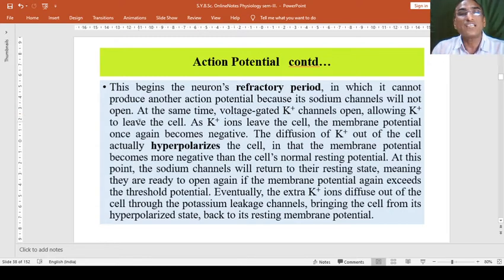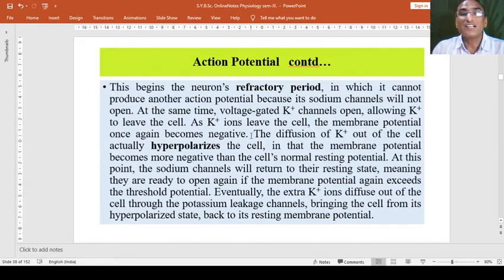Sodium channel closes and the voltage gated channel for potassium ion opens, because equilibrium maintenance is the need of the time, and this allows the potassium ions to leave the cell. As soon as sodium ion enters, potassium ion leaves. This is the simple mechanism. As the potassium ions leave the cell, the membrane potential once again becomes negative. Means this positive ion movement makes the membrane potential negative.